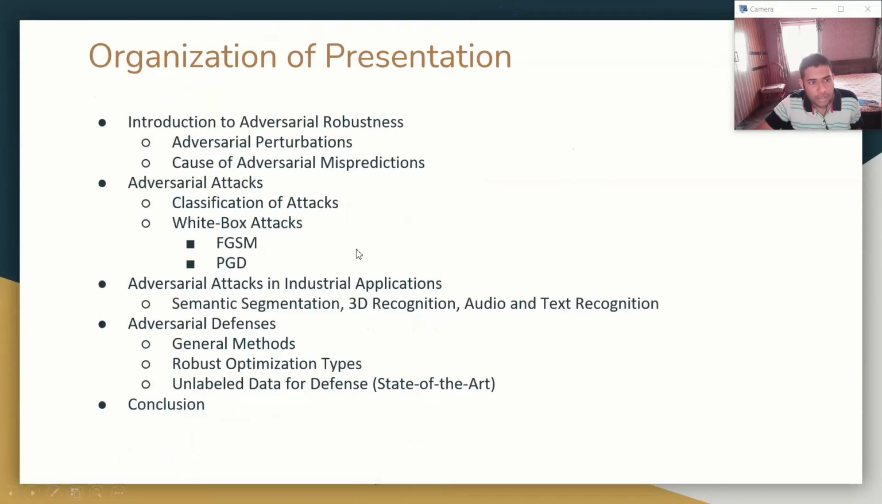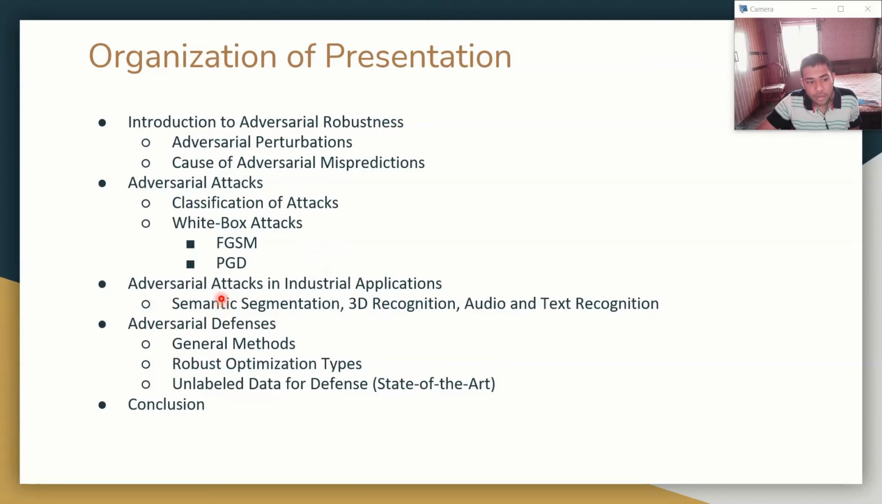The organization of this presentation is as follows. First, we'll give an introduction to adversarial robustness, where we'll talk about what exactly adversarial perturbations are, and then we'll talk about what is the cause for adversarial mispredictions by neural networks. And then we are going to briefly discuss adversarial attacks, where we are going to classify the different kinds of attacks. And in specific, we are going to elaborate upon white box attacks, particularly on FGSM and PGD attacks.